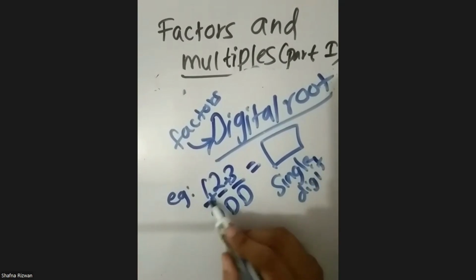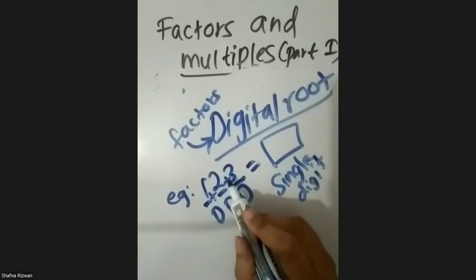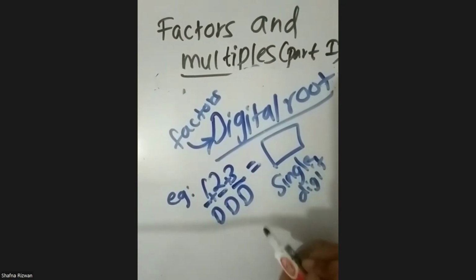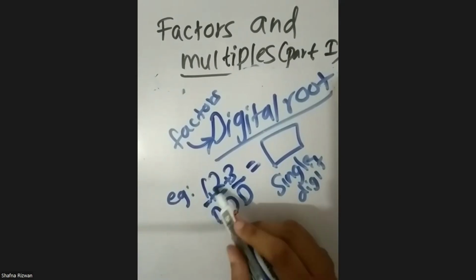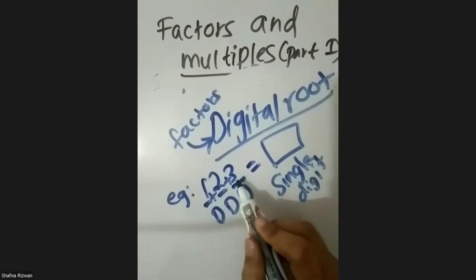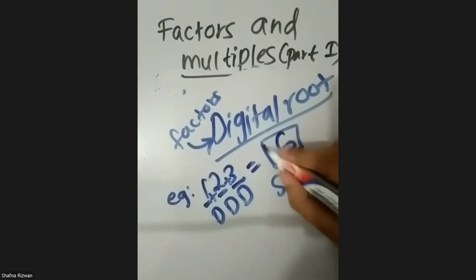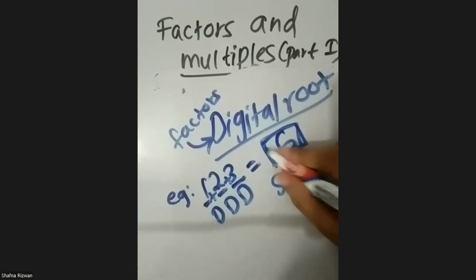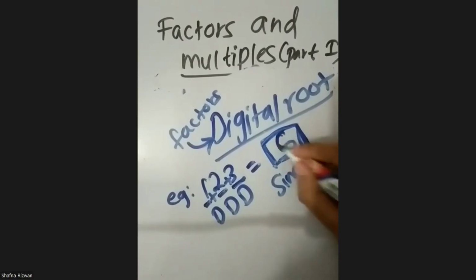I'm taking all the digits in a number and adding them all together so that I will get a single digit as a number. For example, 1 plus 2 is how much? 3. 3 plus 3 is 6. Here this is the single digit. So this is the digital root, which is 6.